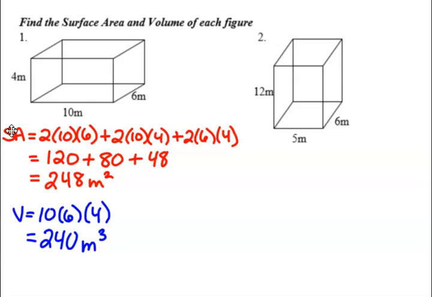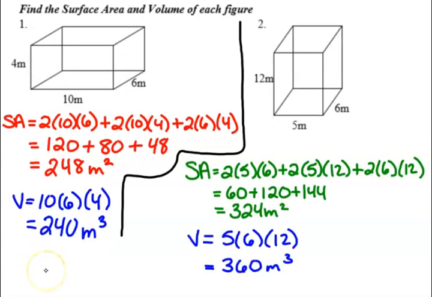I'd like you guys to pause the video here and try example number 2. So hit pause and do 2. Hopefully you took care of question 2. Here are the answers for question 2. So for surface area, we should get 324 meters squared. And for volume, we should get 360 meters cubed. If you need more time with example 2, hit pause. Otherwise, we're going to continue on to examples 3 and 4.